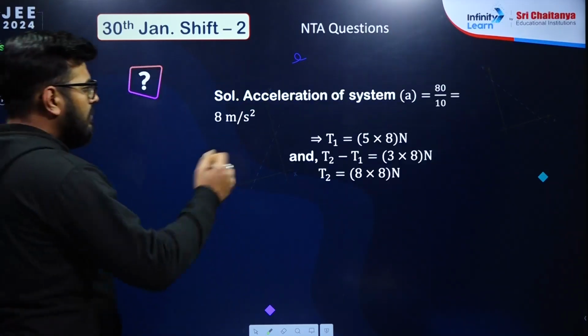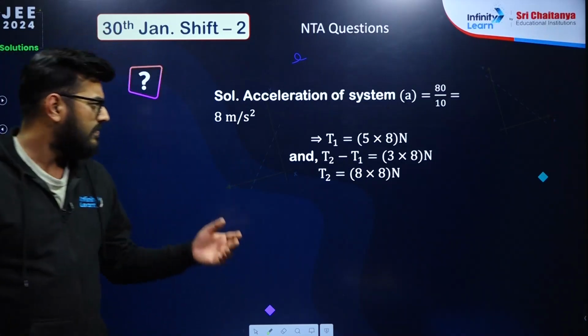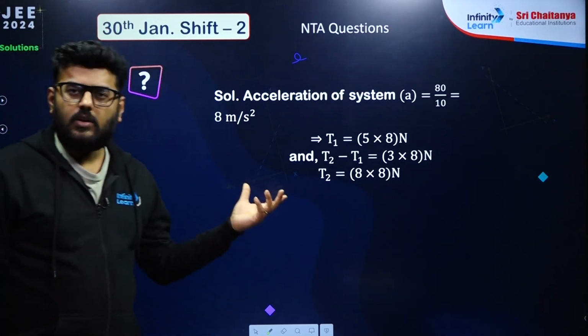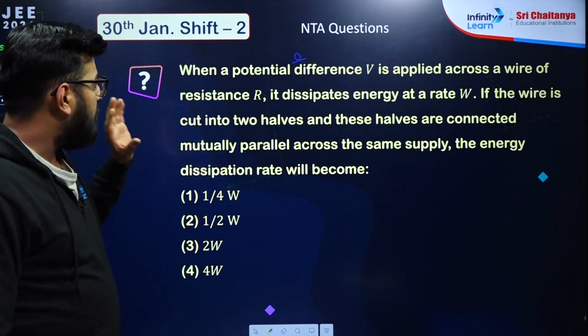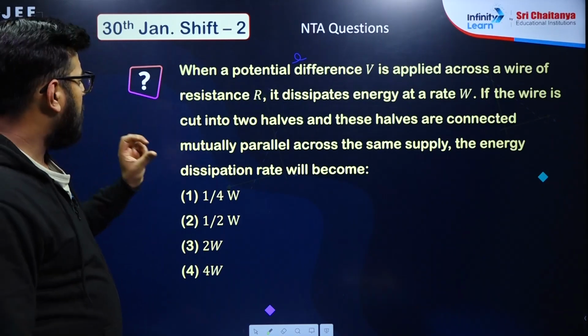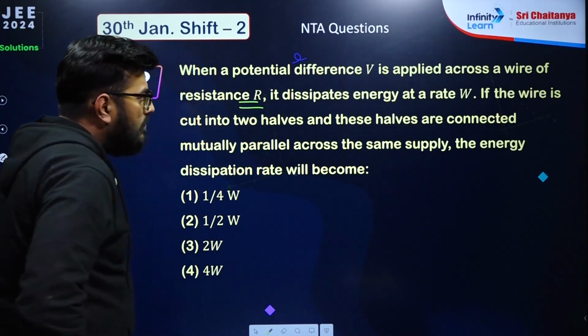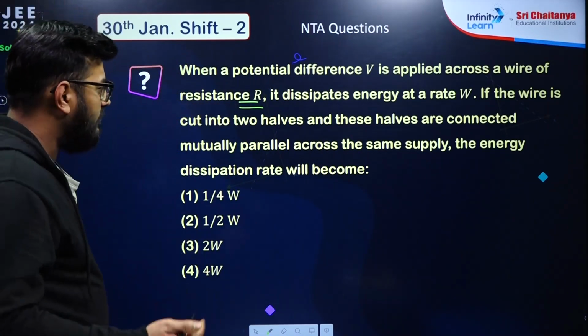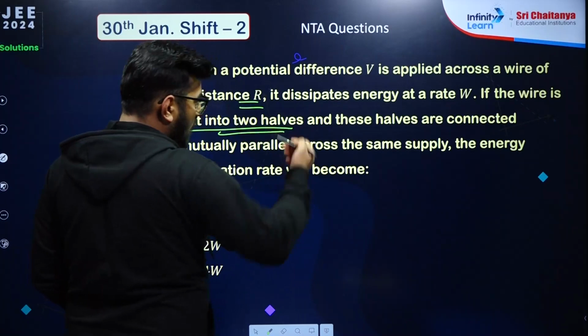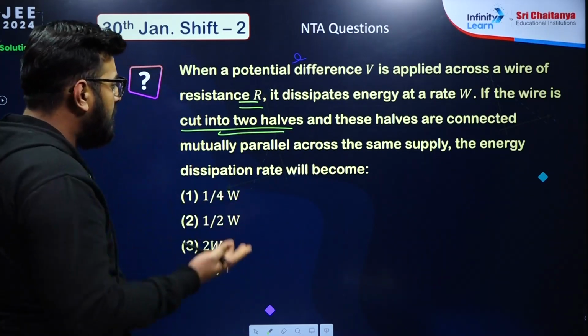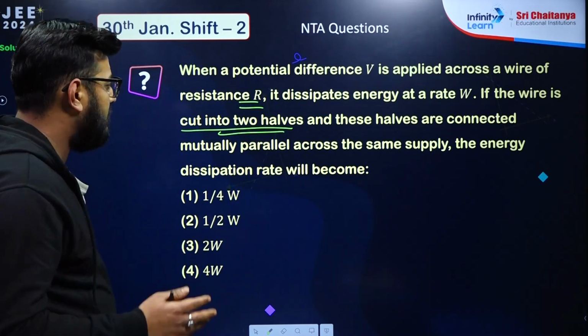Okay, so simple approach is nothing new in it, right? So this is how you are going to find out the value over here. Moving ahead, when a potential difference V is applied across a wire of resistance R, it dissipates energy at a rate W. If the wire is cut into 2 halves, so length is halved, and these halves are connected mutually parallel across the same supply, the energy dissipation rate will be.